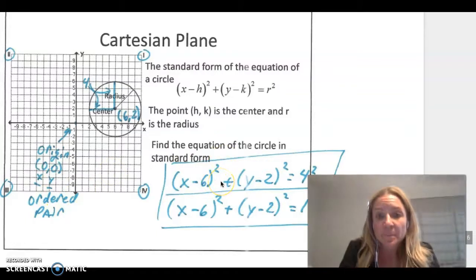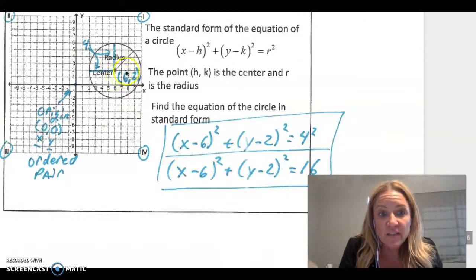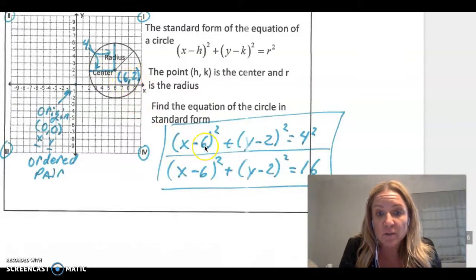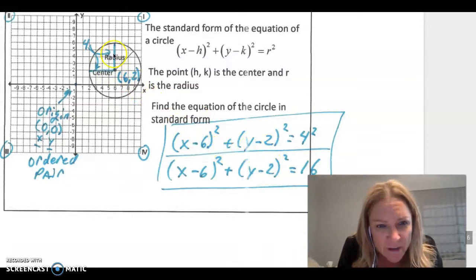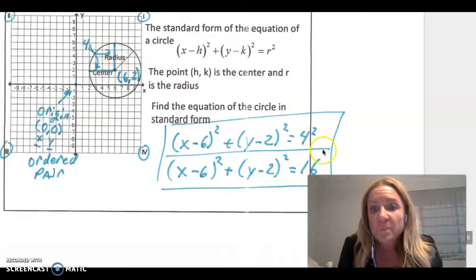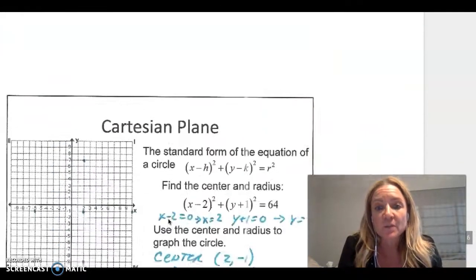For instance, on this one right here, if the center is at 6, 2, we're going to plug in a 6 for the h and the 2 for the k, and we get, oh, and we have to plug in the radius. The radius is 1, 2, 3, 4. So 4 squared, because that's what the standard form of the equation calls for. And then we just simplify. 4 squared is 16. Okay? All right, so there's a couple things you're going to do with that.